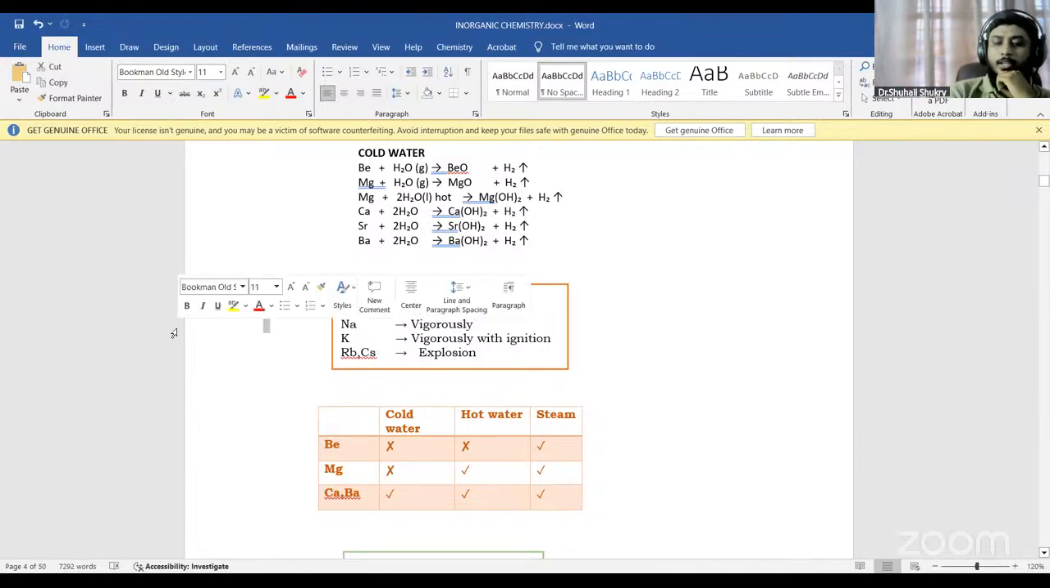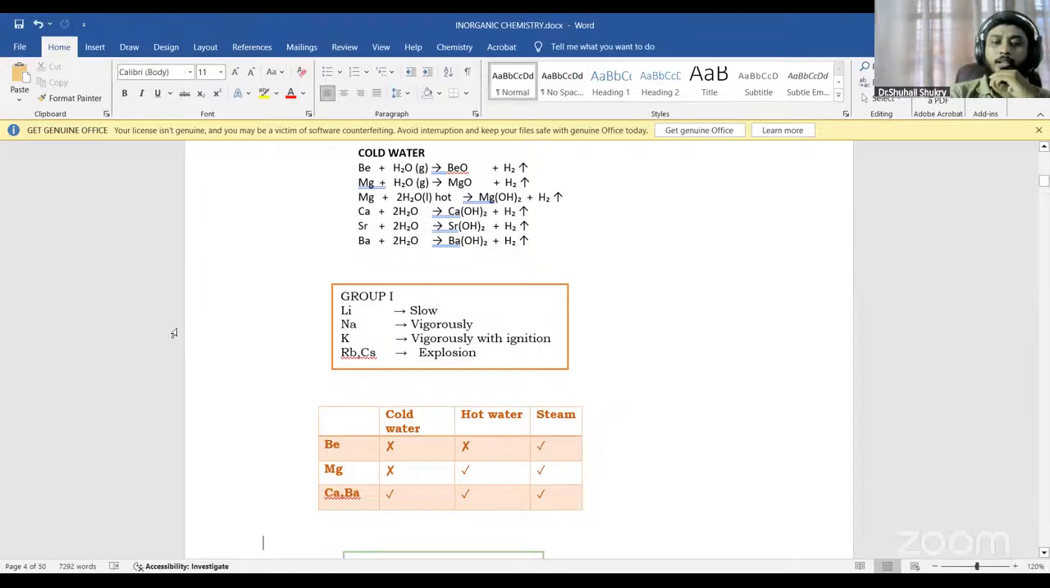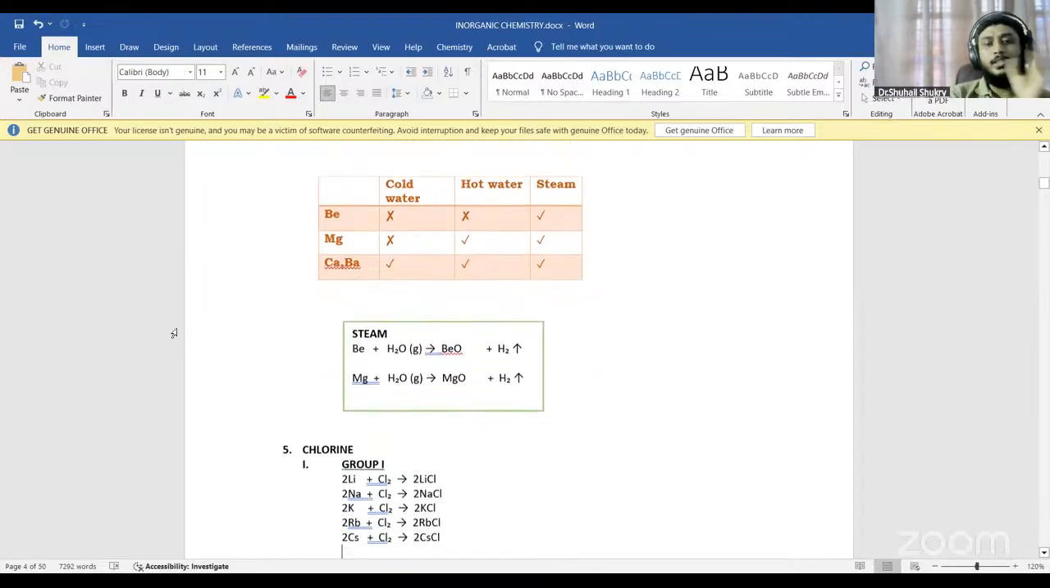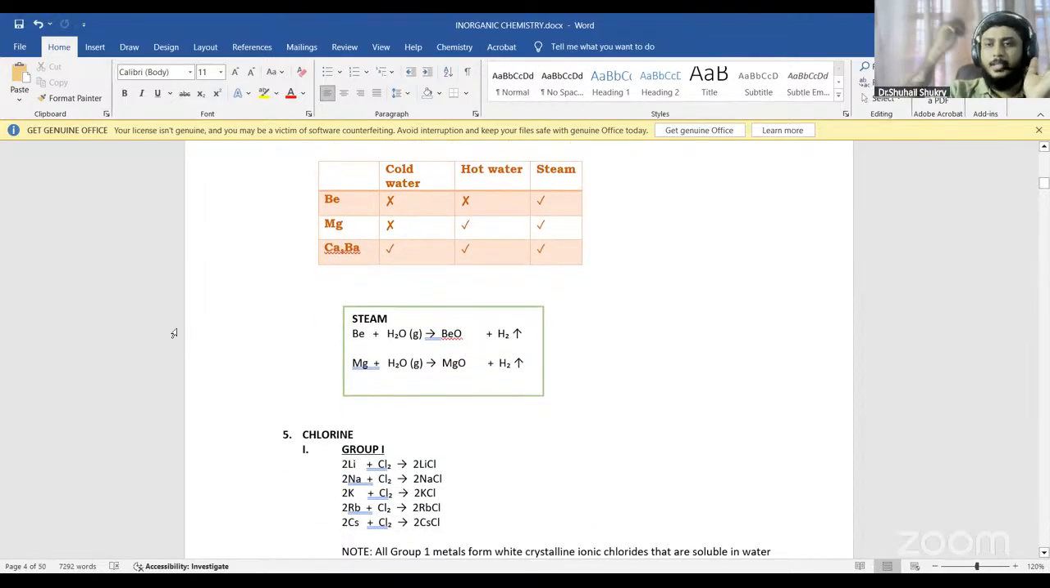So understood? Now, instead of me writing everything about the water, you write it yourself. Like you write lithium plus water, sodium plus water. Likewise, you write for every element. So give me a minute.